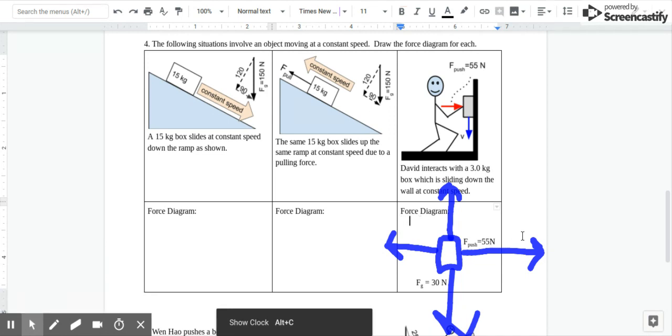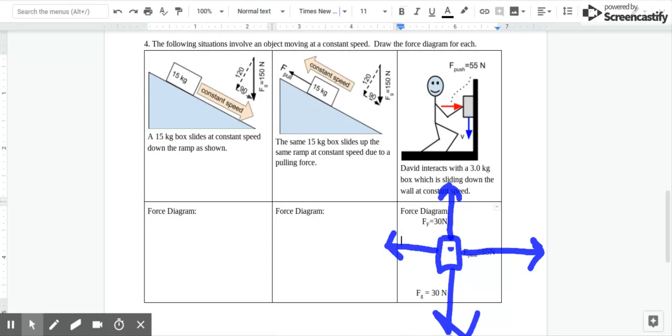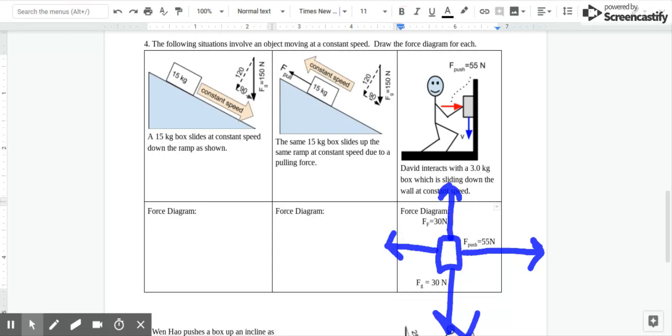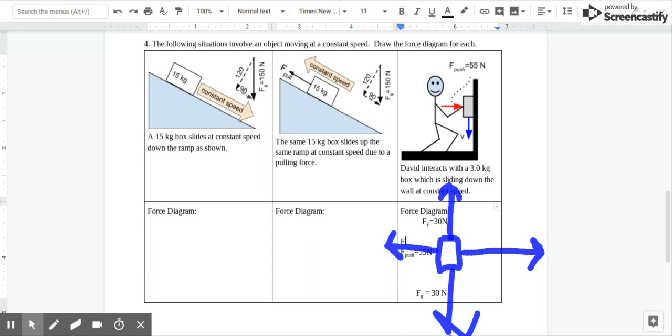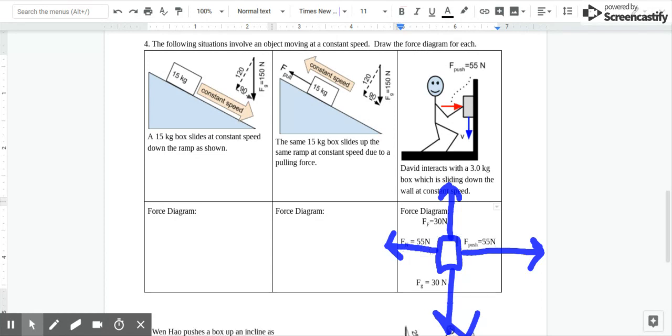So I'm going to put in here that this is our force of friction. That's equal to 30. And then down here, we're going to put in this is our normal force. That equals 55 newtons. Don't worry, I'll fix this up for us so we can see it. There we go. Okay, so there's your free body diagram.